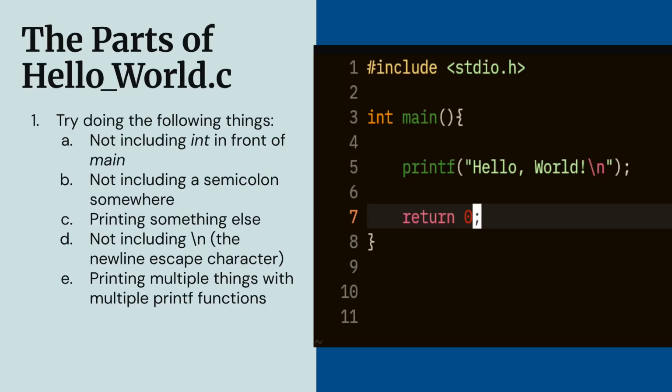And to help you really understand what I mean by that, I want you to try to do the following things. I want you to not include int in front of main. I want you to not include a semicolon somewhere. I want you to print something other than hello world, maybe not including the \n. And I want you to try printing multiple different things with multiple printf statements.